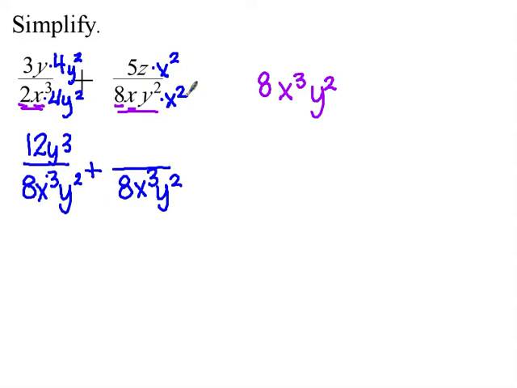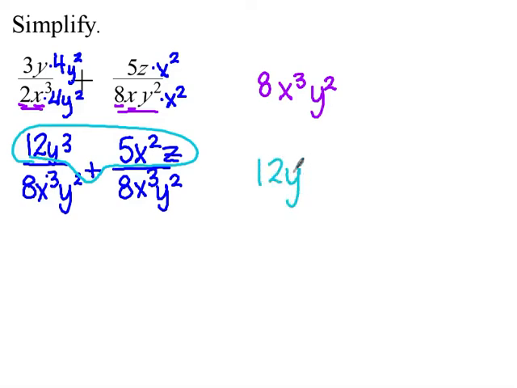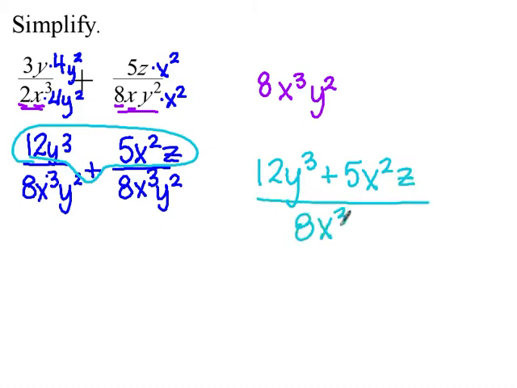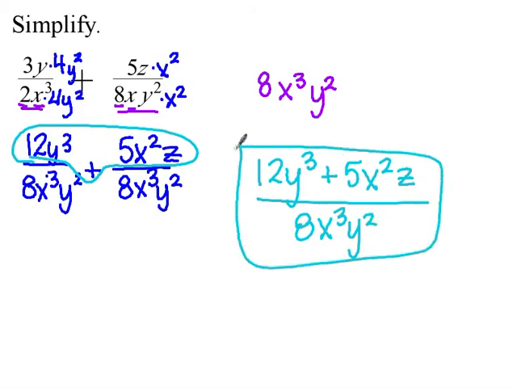So if I have 5z times x squared, what am I left with? 5x squared z. Now, in order to add those 2, you have to have common denominators, which I do have. So now all I'm going to do is combine the numerators. So on the top, I'm going to have 12y cubed plus 5x squared z all over 8x cubed y squared. There you go.